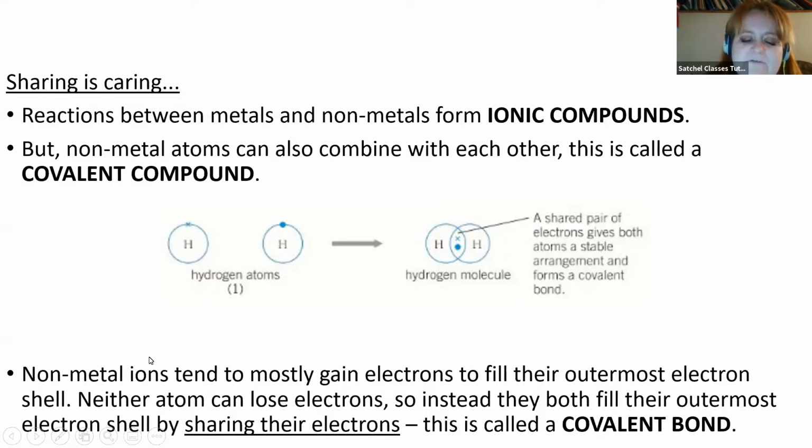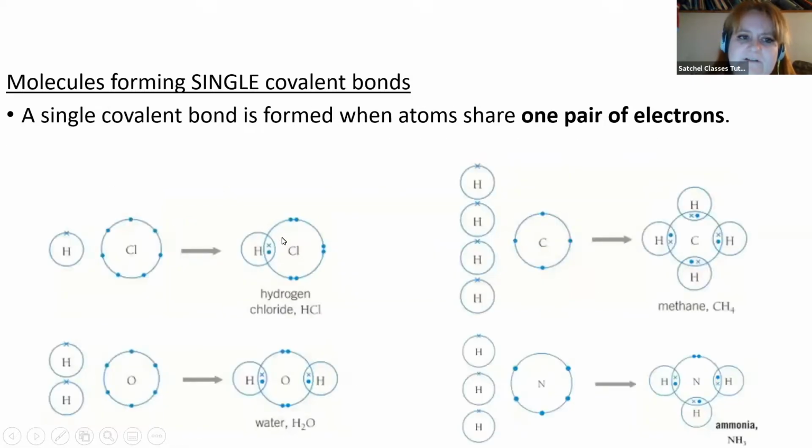If you want to refer back to ionic bonding, non-metal ions tend to gain electrons rather than lose them, because metals tend to lose, if you revise that bit, and they want to fill their outermost electron shells. Neither atom wants to lose electrons, so they both fill their outermost electron shell by sharing. This is called the covalent bond. Nobody loses any, they all share.